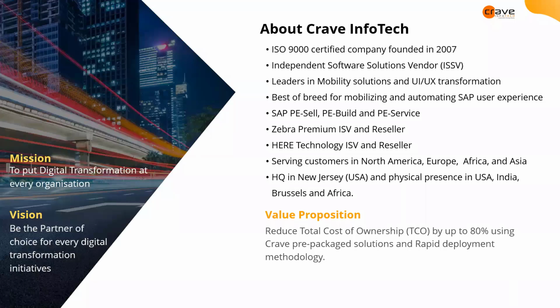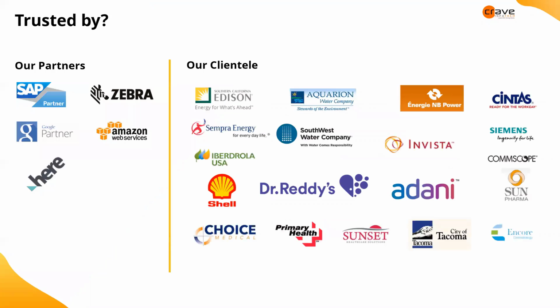About Crave Infotech, we have 3 partnerships, SAP, Zebra, and Here Map. We are reseller for them. We build together, so we innovate together. We also provide services. So for Zebra, we are ISV and also reseller. Same with the Here Technology. On the left-hand side, you can see the partnerships. Again, SAP, Zebra. We are also Amazon Web Services partner. We have some customers we have hosted on Amazon Web Services. So we build application and we also resell the hardware.